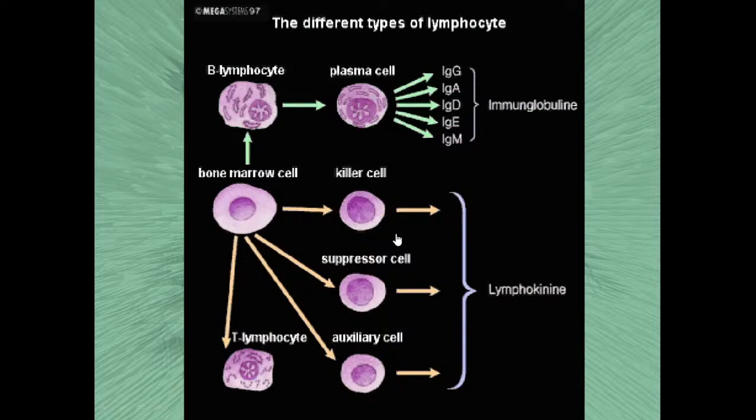B-lymphocytes continue development inside of the bone marrow. T-lymphocytes will migrate to the thymus and the differentiation into the different subclasses like the T killer cells, T suppressor cells, and the auxiliary cells will continue inside of the thymus gland.